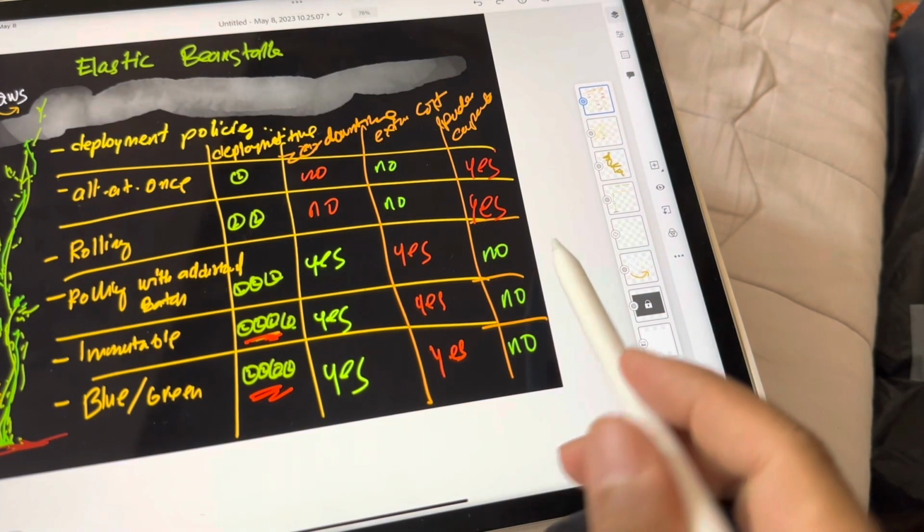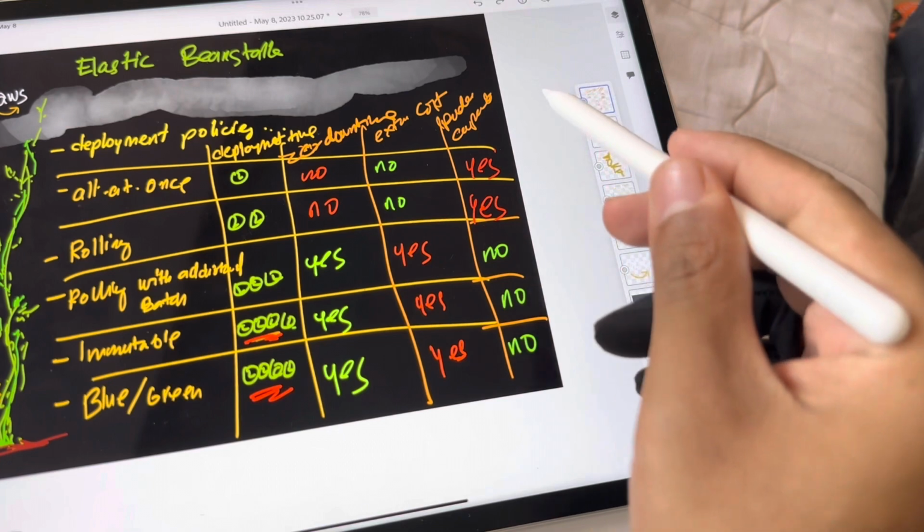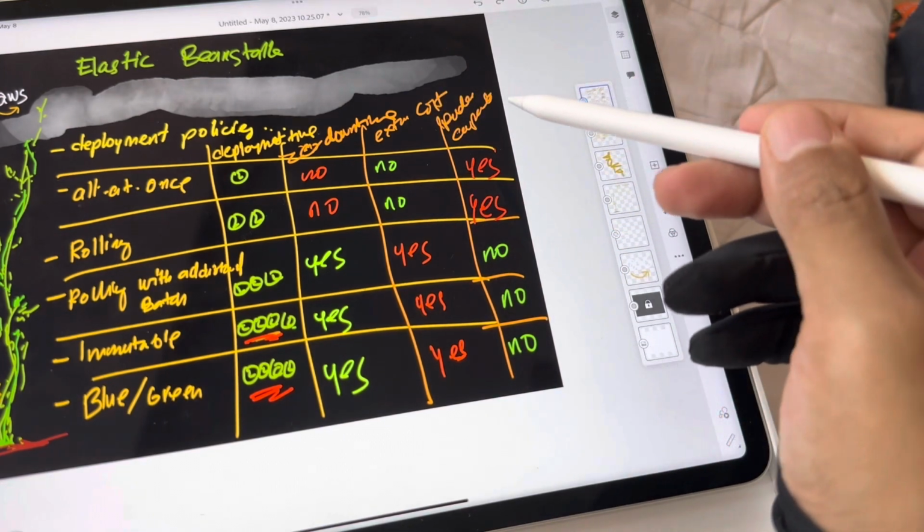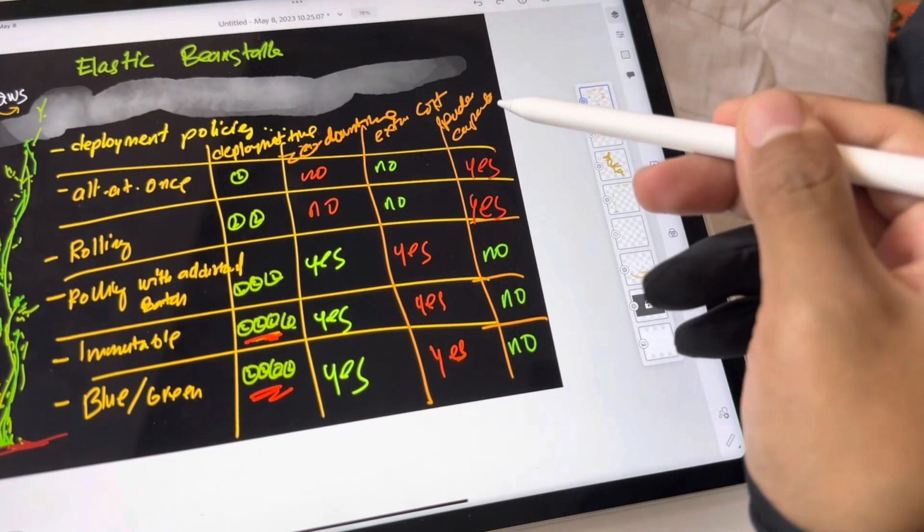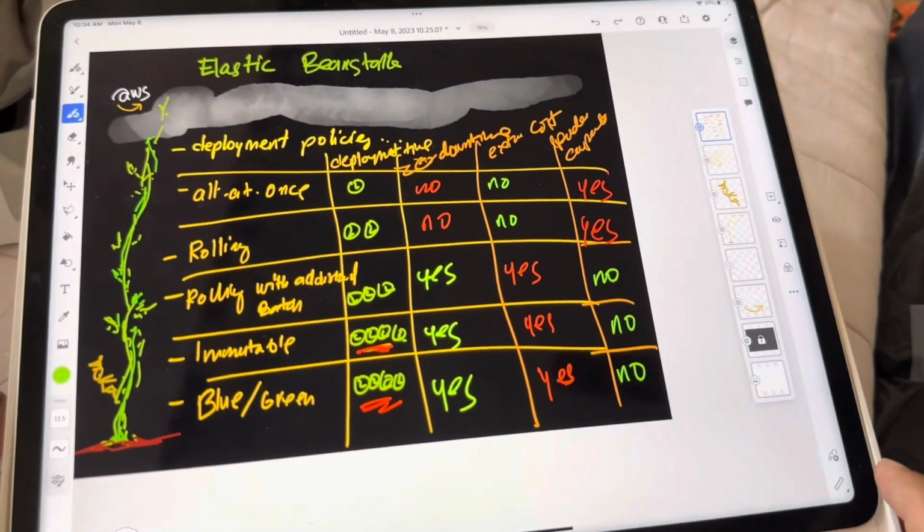So this is it. This is like the comparison between deployment policies in Elastic Beanstalk. All right, cool.